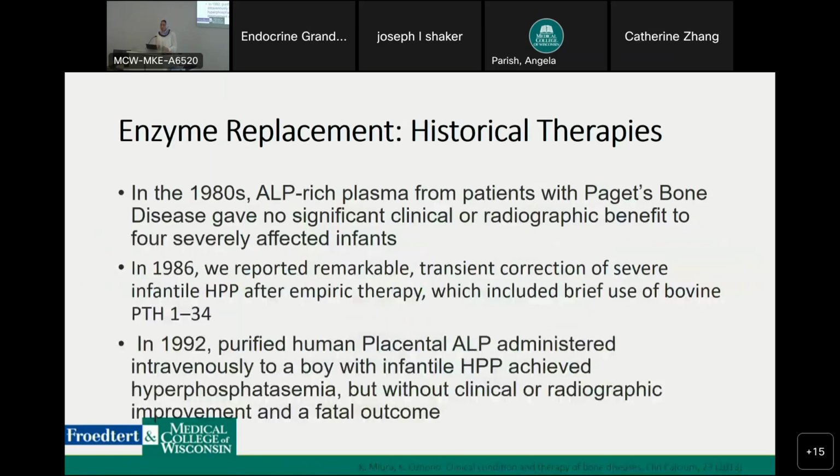As for historical enzyme replacement, it was interesting that in the 1980s they used blood from patients who had Paget's disease, but of course that did not work because it didn't have the GPI anchor to anchor it to the cell surface, so the alkaline phosphatase would not have the normal function. They also used bovine PTH analogs, and they also used purified human placental ALP, but again, without clinical or radiographic improvement.